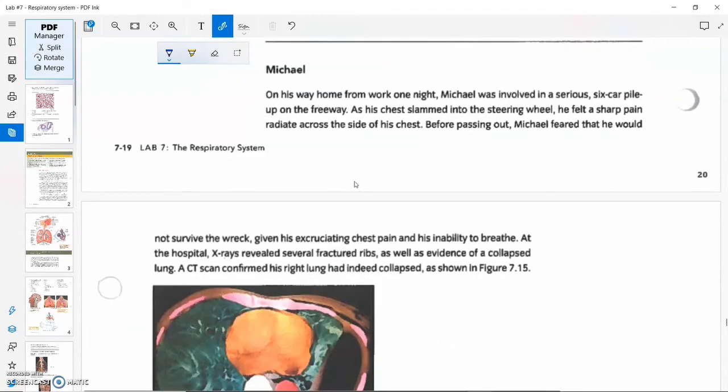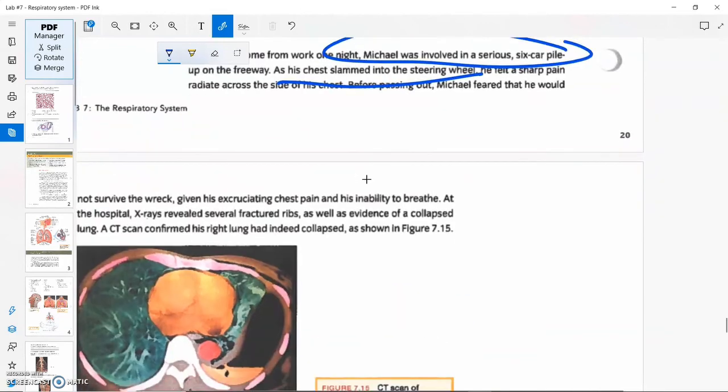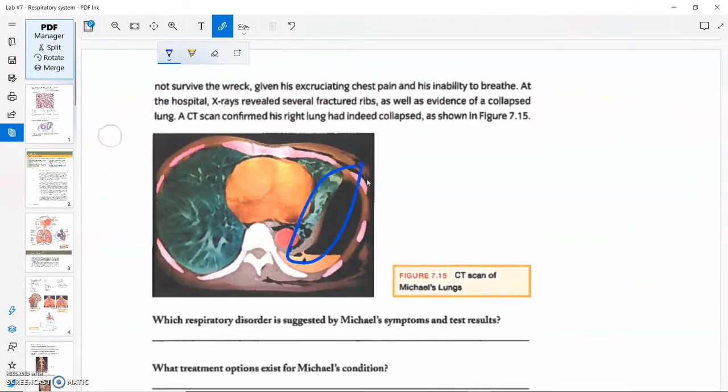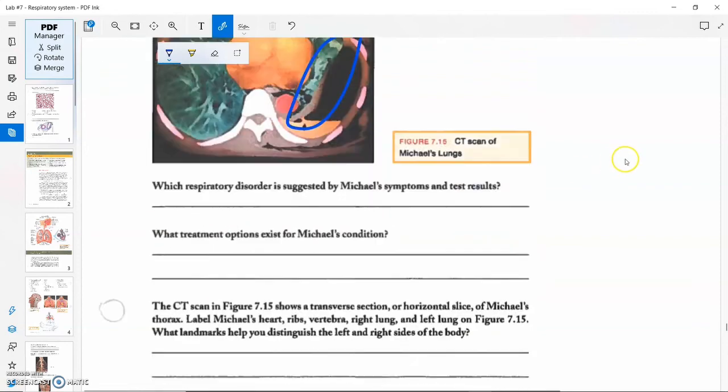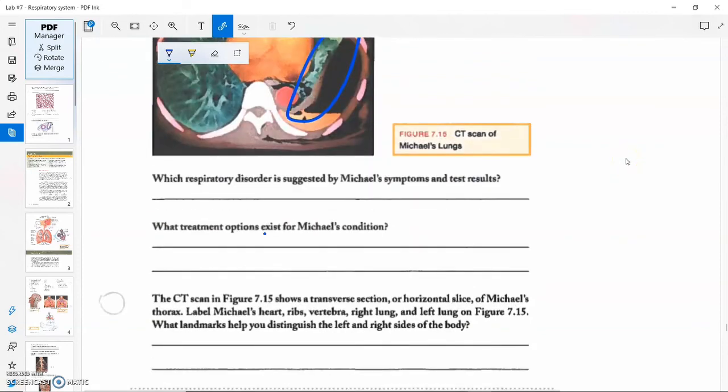Michael: car accident, chest slammed, sharp pain. A broken rib perforates the lung, leading to so-called pneumothorax. That's not really a disorder, it's just pneumothorax. Treatment option: reduction of the broken rib, and then reinflation, sucking the air out of the pleural cavity.